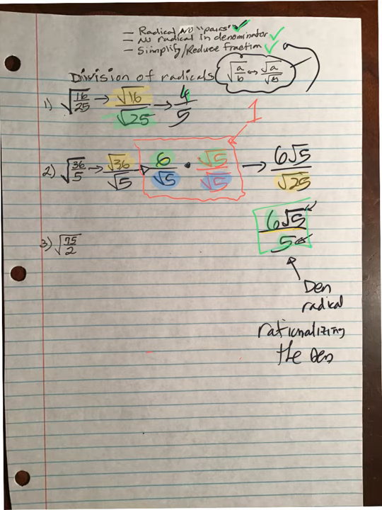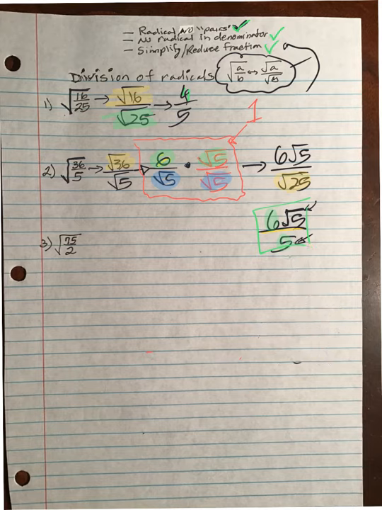Okay, let's look at number 3. Number 3. So I'm going to erase this. So this is division of radicals, and it's really about rationalizing the denominator. So in number 3, I'm going to use the rule that says I can rewrite this as the square root of 75 over the square root of 2.